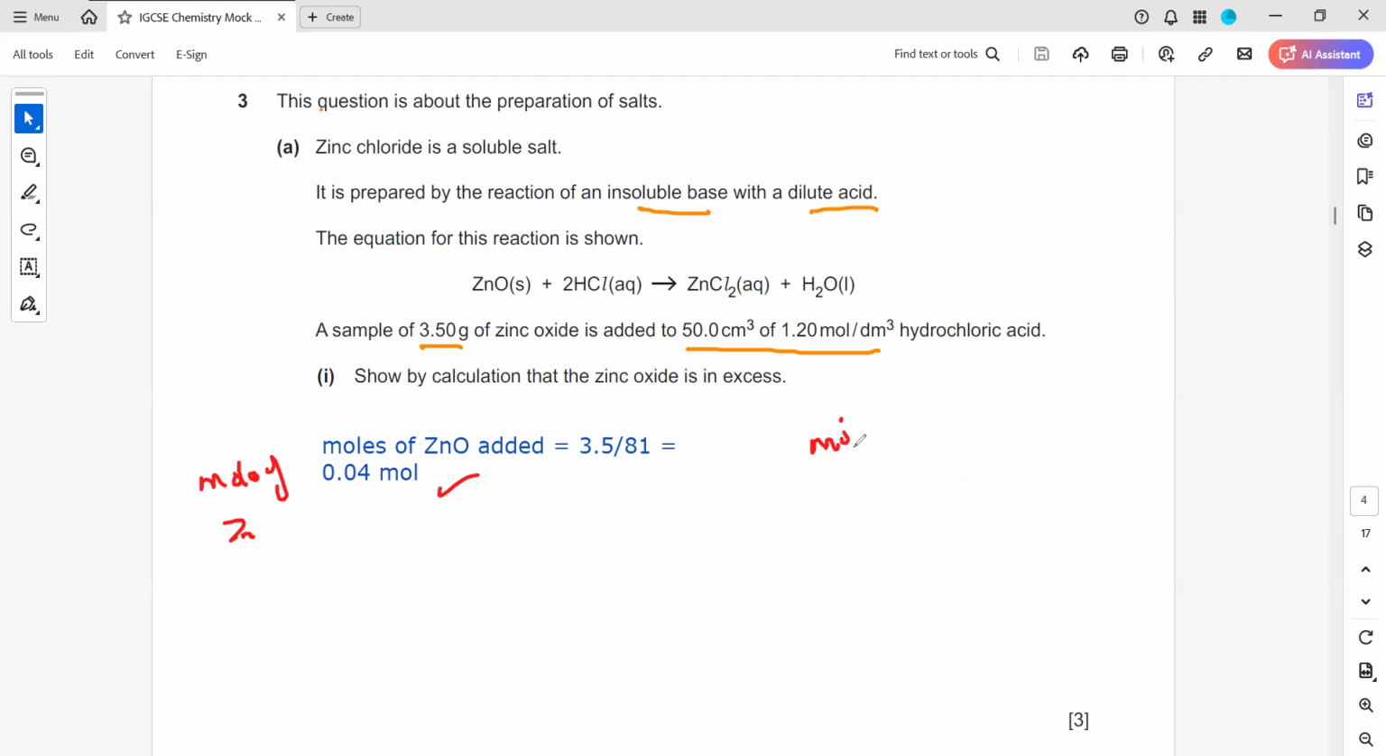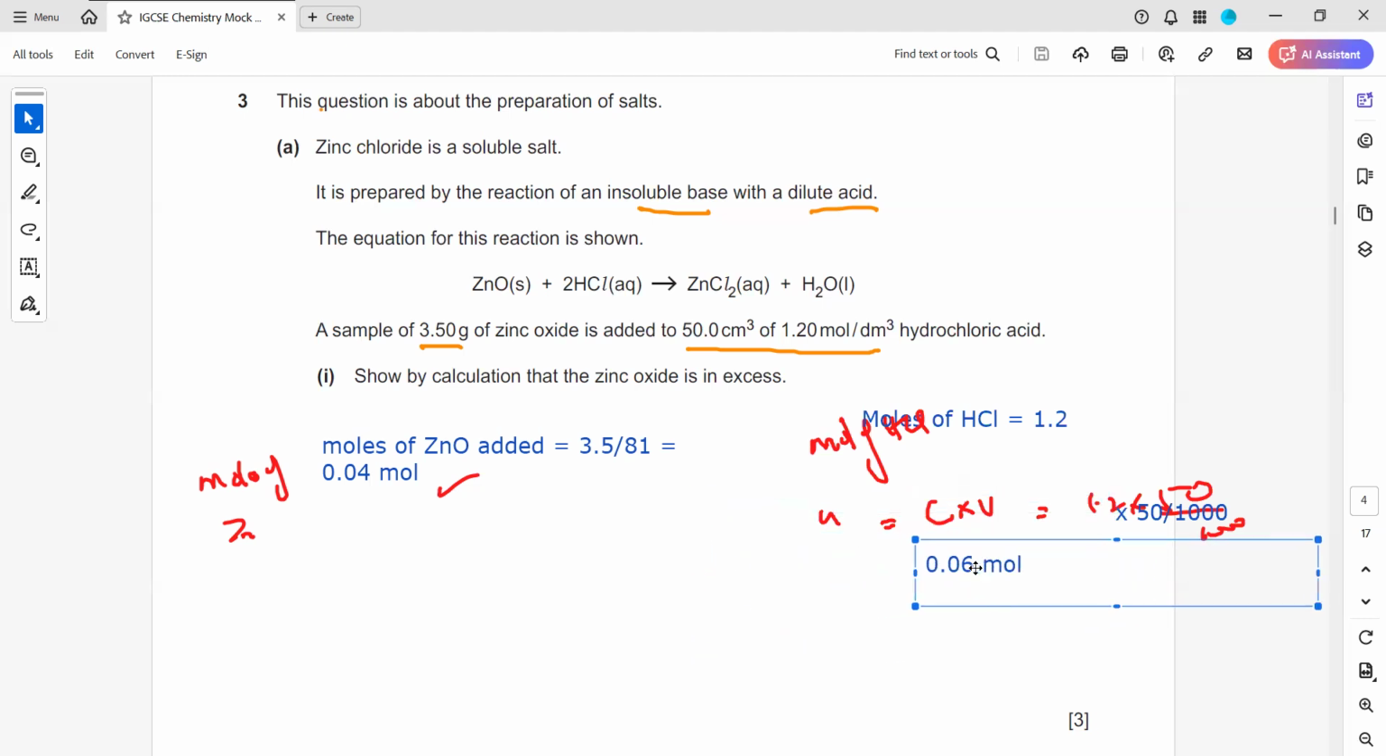Then you will find the moles of HCl, hydrochloric acid. Moles is concentration times the volume. The concentration is given as 1.2 and the volume is 50 divided by 1000. So what's the answer? 1.2 times 50 divided by 1000. What's the mole? 0.06. Okay.